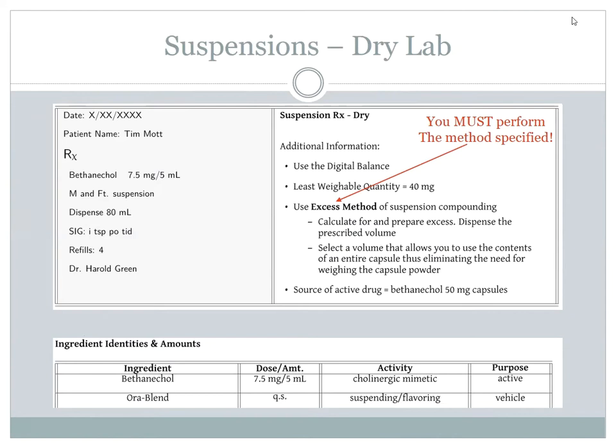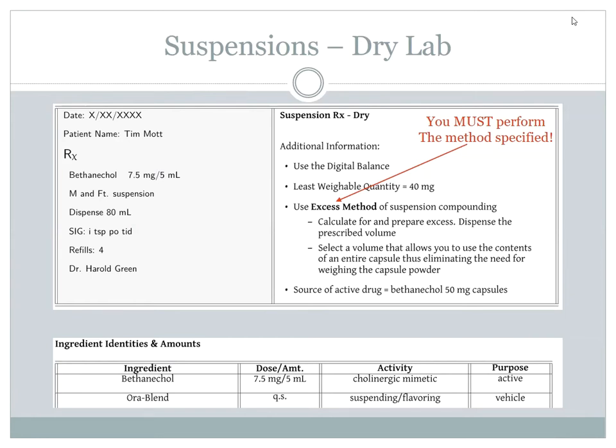So let's read and interpret the prescription here. Your first prescription should be for Tim Mott for the drug bethanechol, okay, which is a cholinergic mimetic. It kind of mimics the parasympathetic nervous system, so it stimulates those muscarinic receptors. So anyways, we got bethanechol, the drug. What concentration does the doctor want?